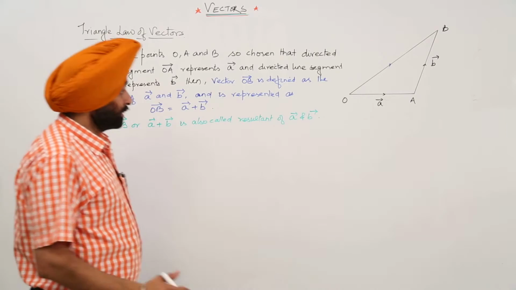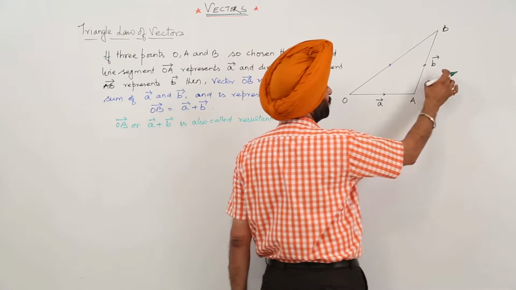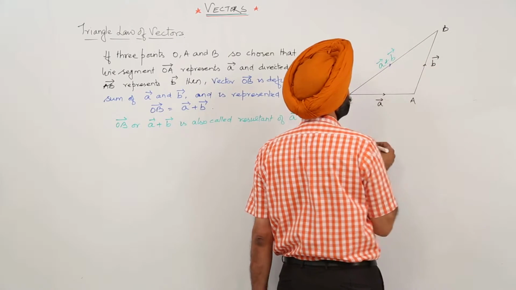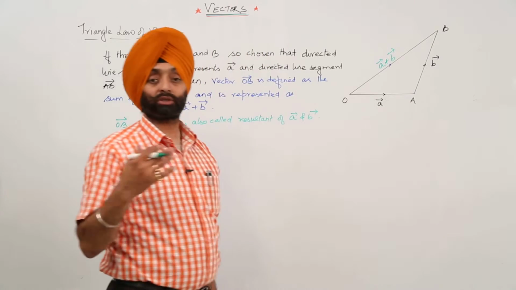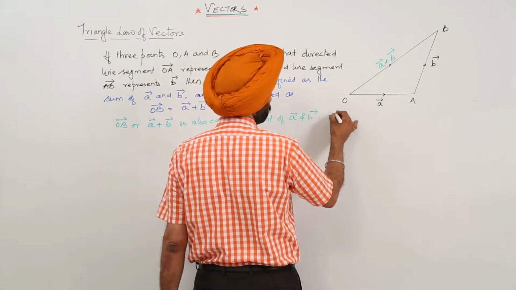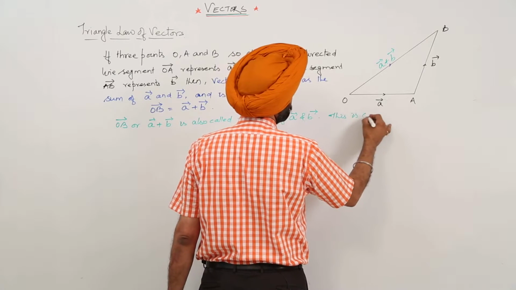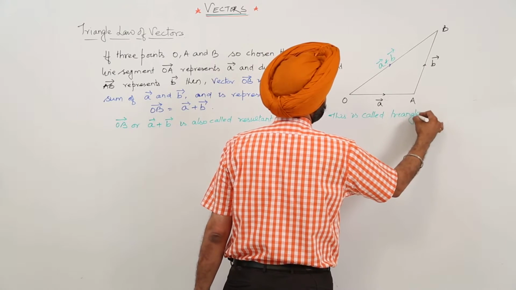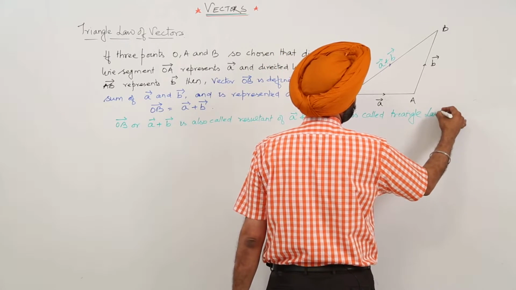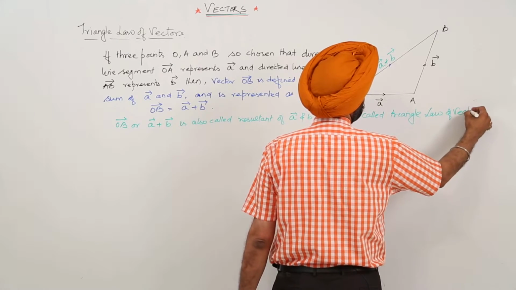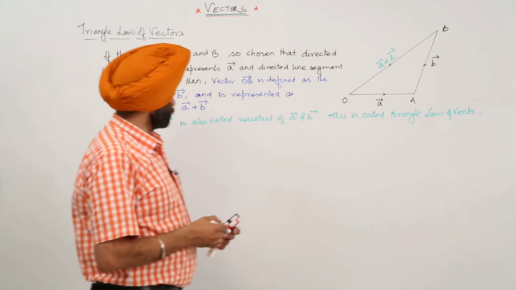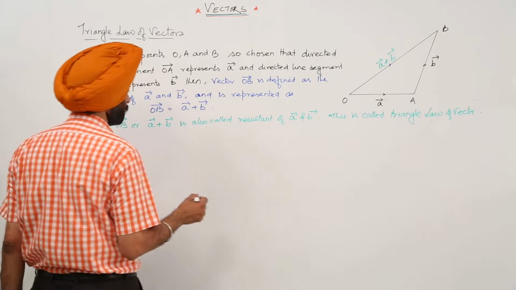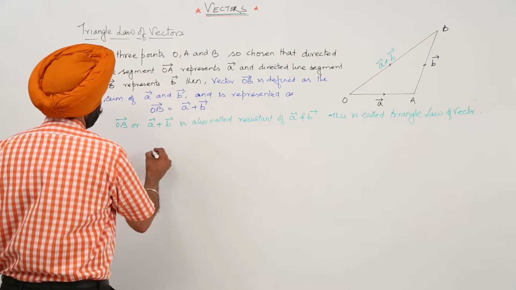Is it clear? Now the sum of A and B is represented in a triangle from O to B. This is called a triangle law for vector. This is called triangle law of vector. Okay, this is called a triangle law of vector.